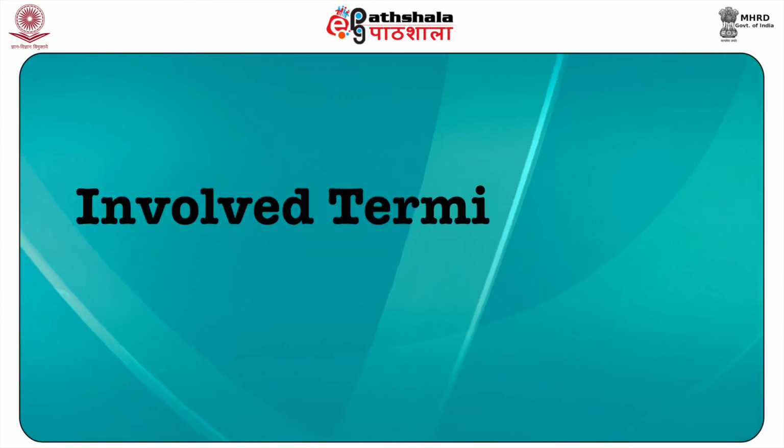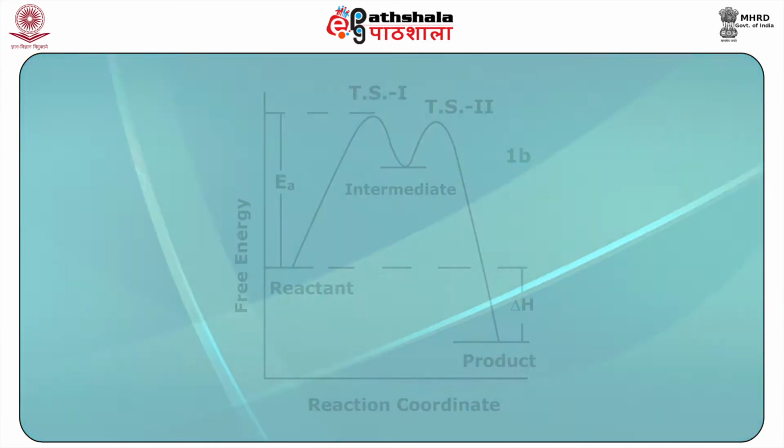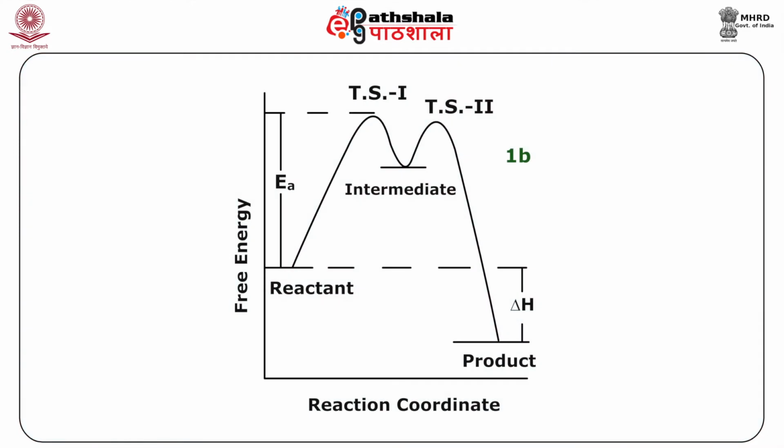The involved terminologies in energy profile diagrams are as follows. The extreme minima of the energy profile diagram, which include the initial and reaction completion states, are the representatives of reactants and products. In general, these are the two most stable states of a chemical reaction.